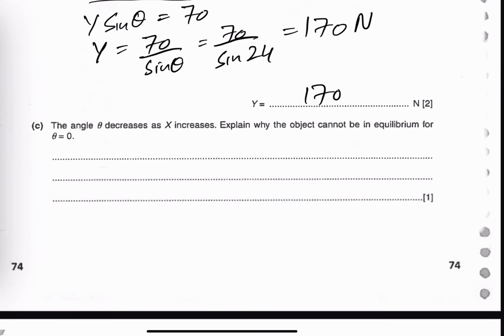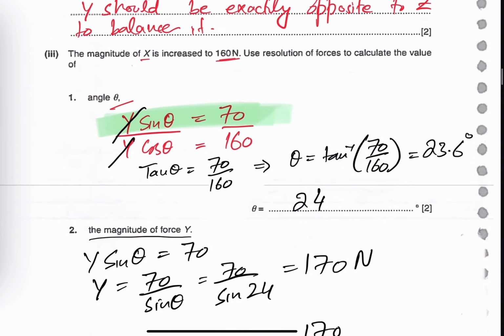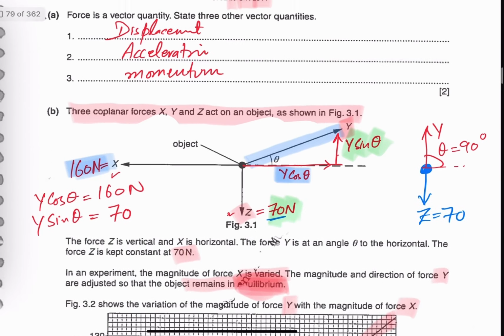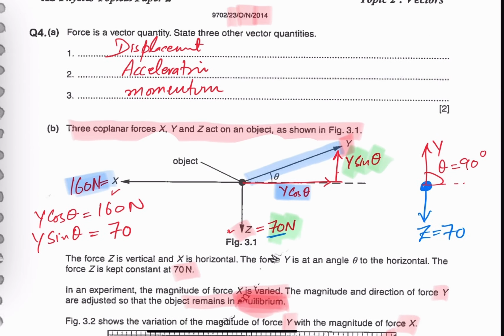In part C, the angle theta decreases as x increases. Explain why the object cannot be in equilibrium for theta equal to 0. Okay, they're telling us that the angle theta decreases as x increases. This is the figure. If x increases, theta will decrease.